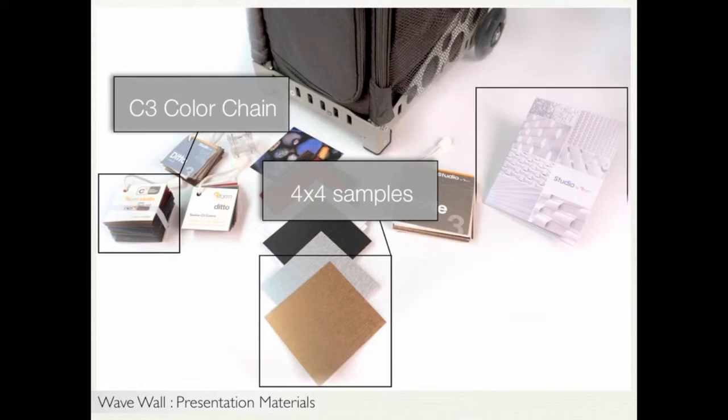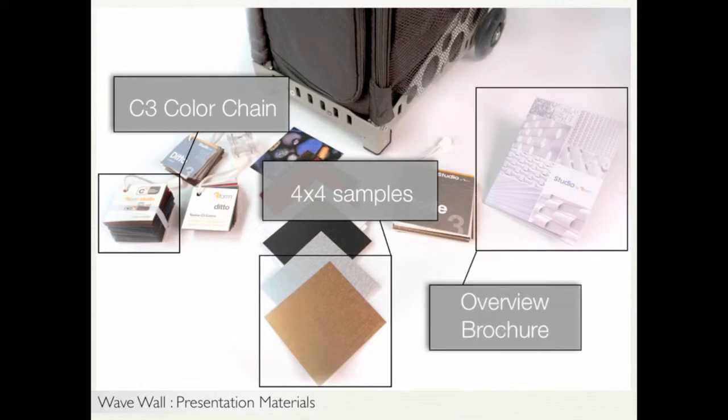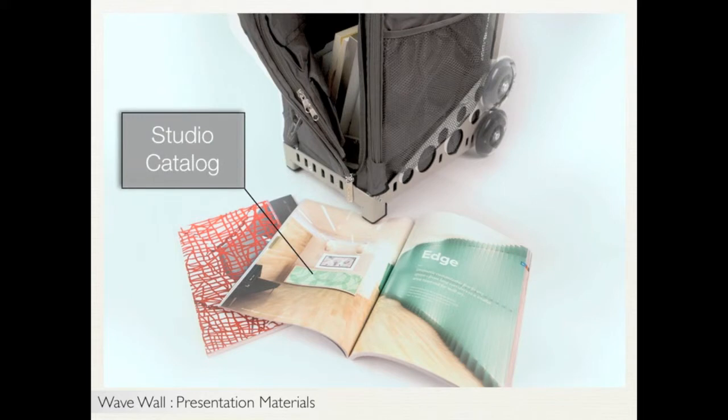You should also have the overview fold-out brochure that shows the entire studio line. This brochure is a great giveaway for each attendee at your presentation. Finally, you should have a studio catalog, which shows all of the studio offerings. Each A&D library or firm should have at least 1 copy of this catalog.